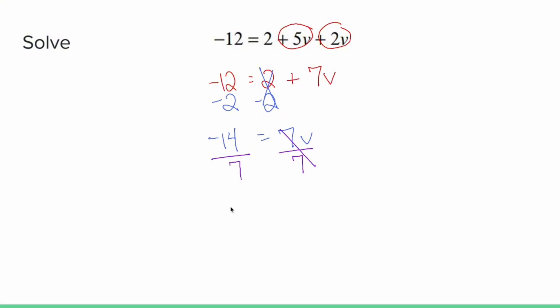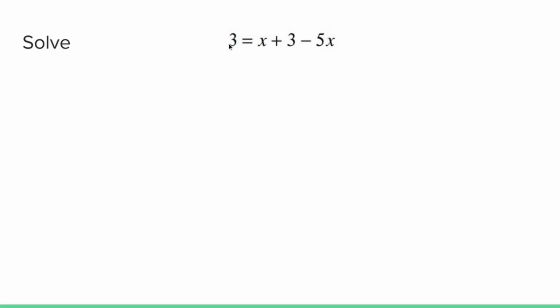Negative 14 divided by 7 is negative 2. Negative 2 equals v. Or I always like to put the variable on the left side. Not that it matters, it all depends on your teacher, but I like putting the variable on the left side. So there you have it. V equals negative 2.